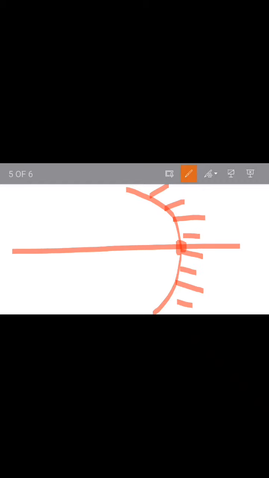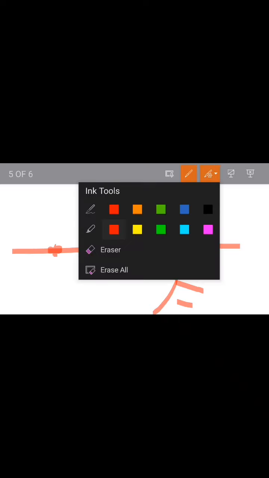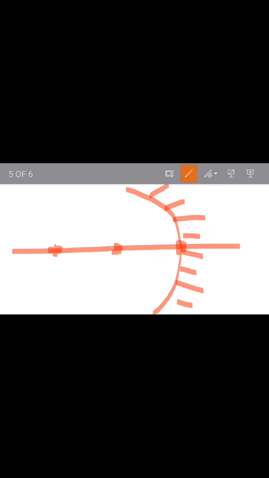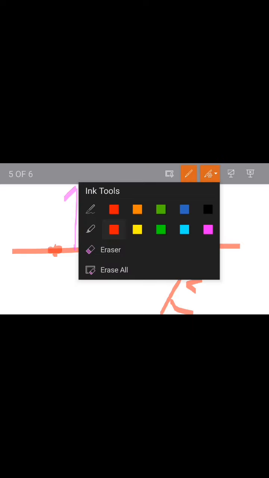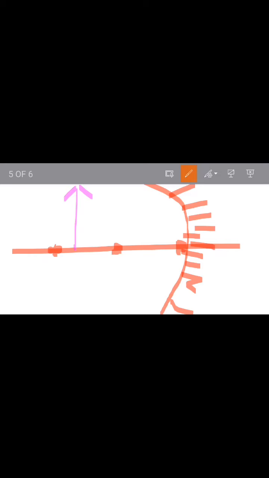Now let's go for case number 3. For case number 3, I'm drawing a concave mirror. This is the pole, focus, center of curvature. For case number 3, I'm going to be placing my object between the focus and the center of curvature. Applying rule number 1 and rule number 2. Before that, let me just rectify my mirror. Okay, better. Let's continue.